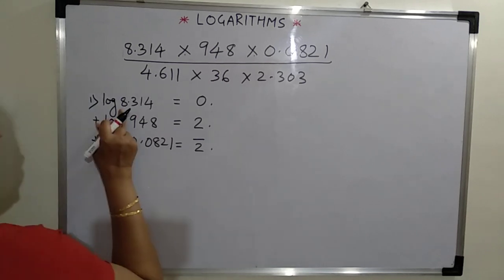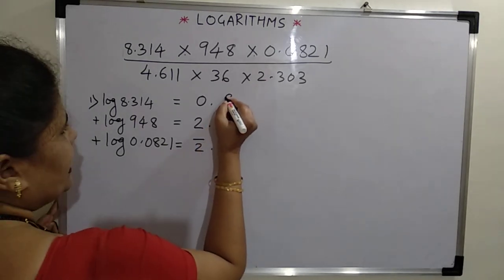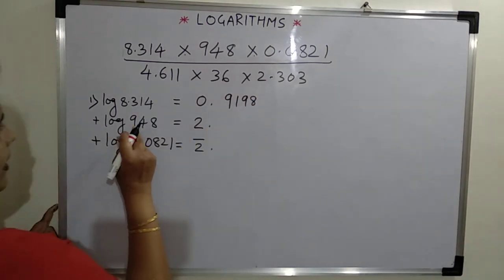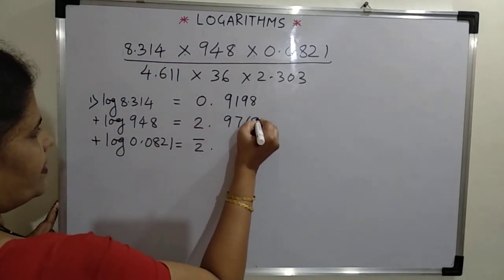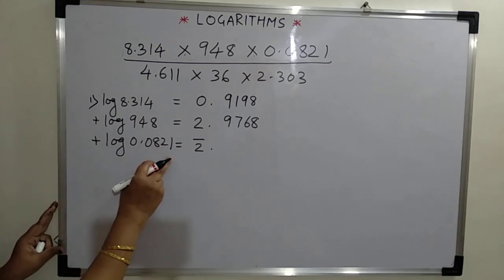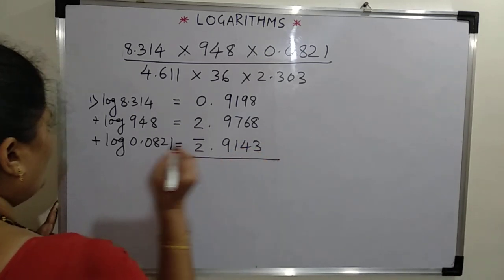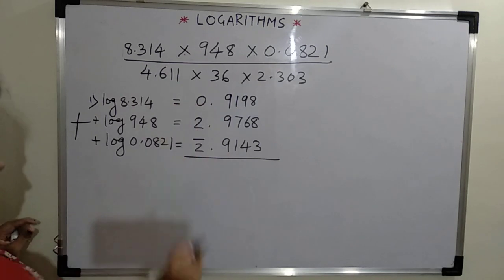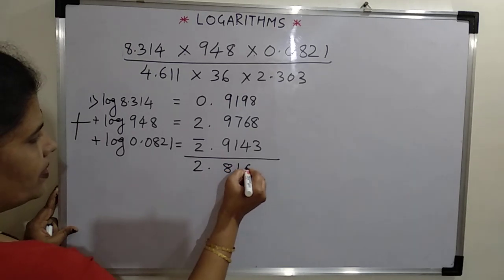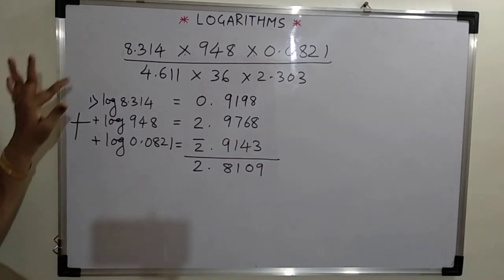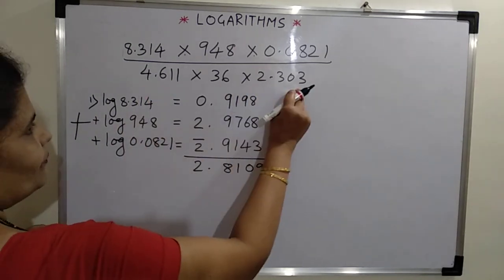Let us go for this: 83 under 1 plus 4 mean difference. So this value is 9198. 94 under 8 value is 9768. And 82 under 1 is bar 2.9143. Now what will I make? I will make a total, because they all are multiplied values, and this comes out to 2.8109. So my numerator calculation is over. So it is 2.8109.